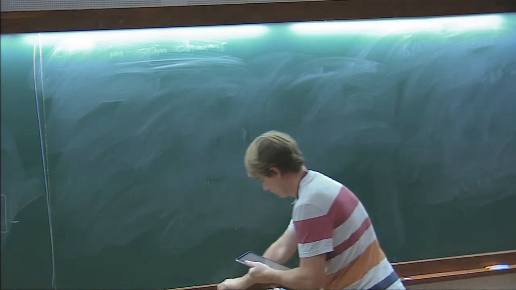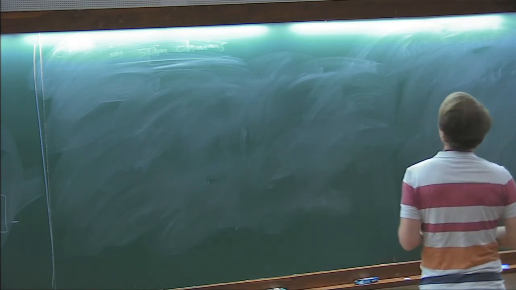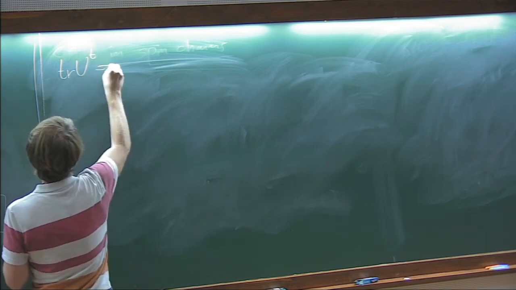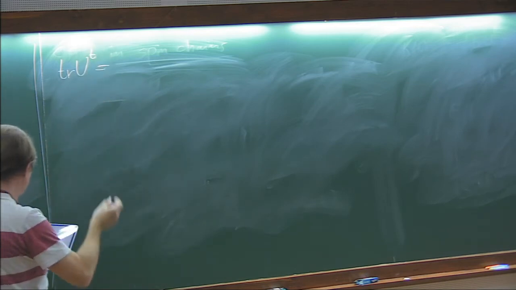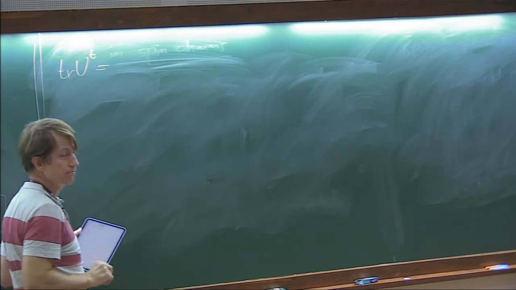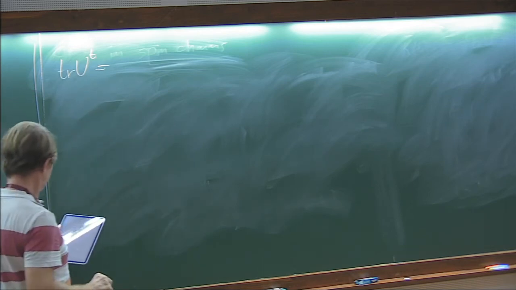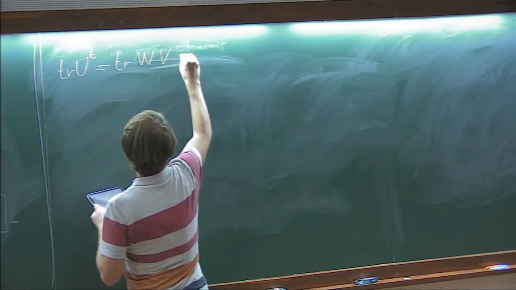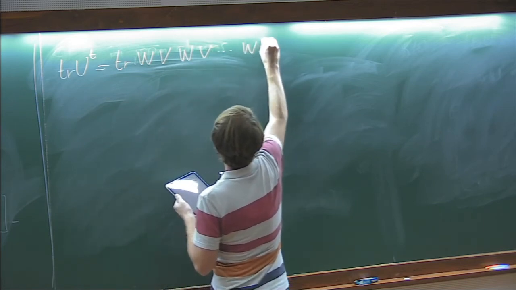So now let's set up the calculation of the spectral form factor for what we call this random phase model. First we start with expanding the trace of U to the t. The main thing is to come up with a scheme for how to write the trace of the evolution propagator in discrete time. As I said already, this is just a multiple product of v times w.